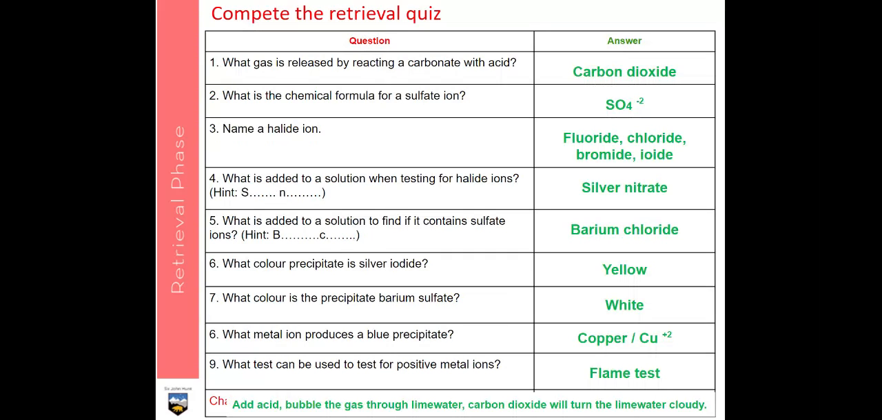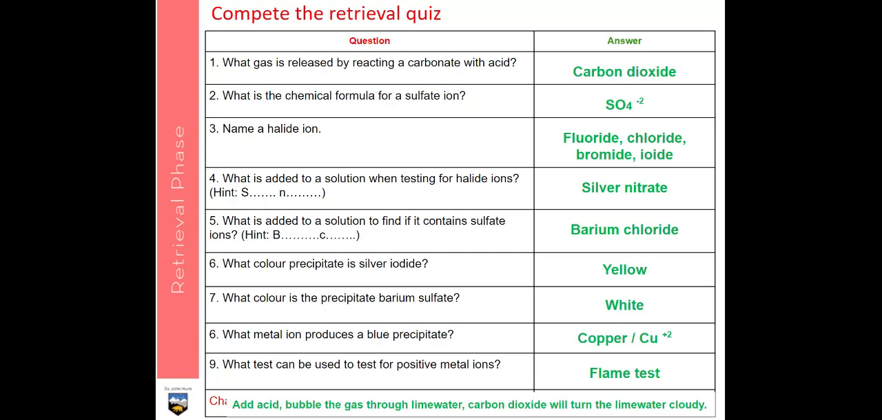The gas released by reacting a carbonate with acid is carbon dioxide. The formula for a sulfate ion is SO4 minus 2. Now remember, a halide ion is any ion from group 7. Excuse the spelling for iodide there. Number 4, we add silver nitrate when testing for halide ions. Number 5, if we're testing for sulfate ions, we use barium chloride solution.